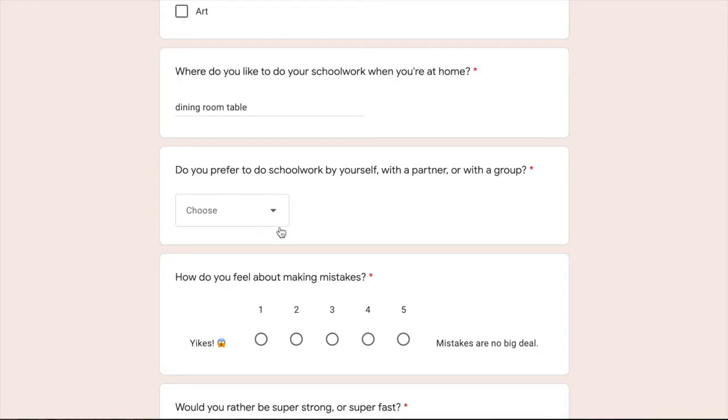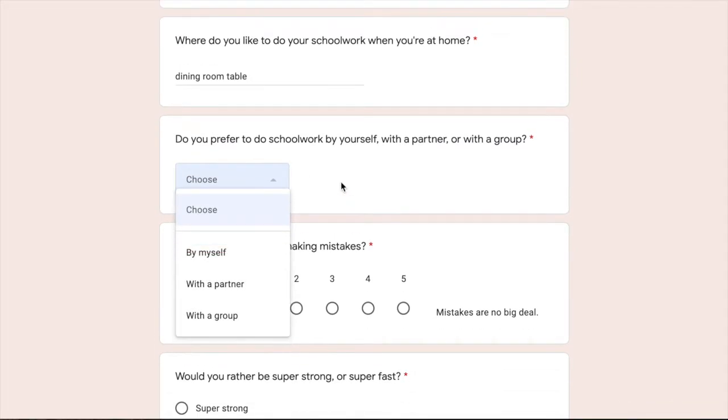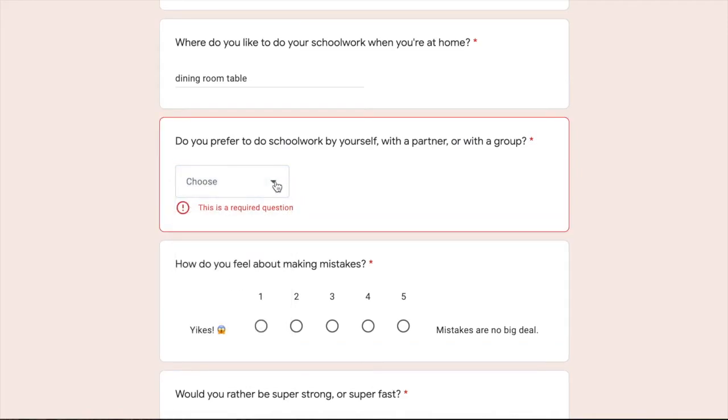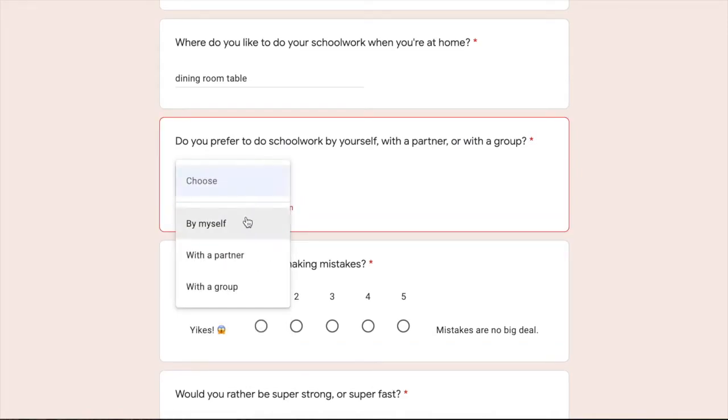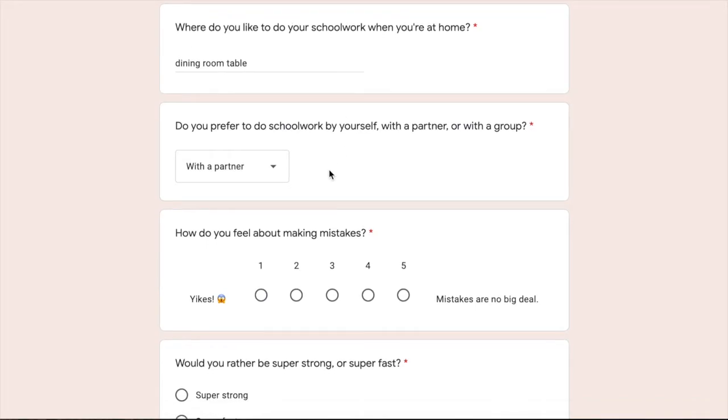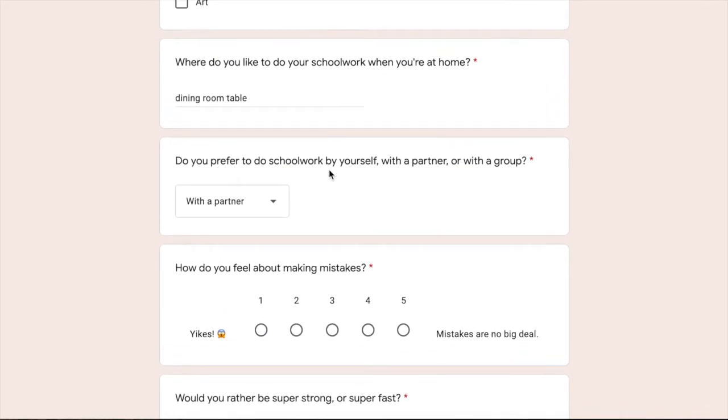This is a drop-down choice. So, the question, do you prefer to do schoolwork by yourself, with a partner, or with a group? There's a couple different choices there, and we want you to pick just one of those choices. So you click the triangle to drop it down, and you choose which of those is true for you. Again, there's no right or wrong answer. I'm just choosing one and that feels right to me right now.